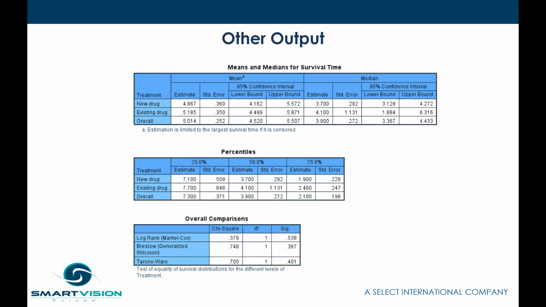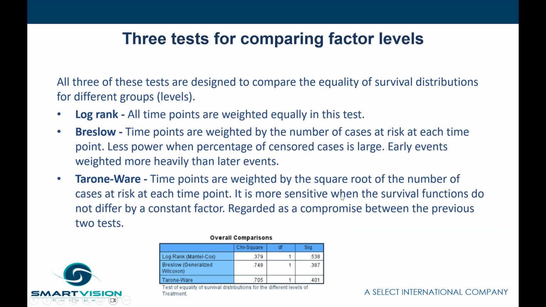And it gives us some statistical tests here. It's saying none of these differences that we're observing are statistically significant. It's just 3 different tests here of new drug to existing drug. Log rank is the most basic one, and says all the time points are weighted equally in this test. Breslow: time points are weighted by the number of cases at risk at each time point. Less power when the percentage of censored cases is large. Early events are weighted more heavily than later events. So it's an adjustment for the fact that earlier in the data set, you have more data.